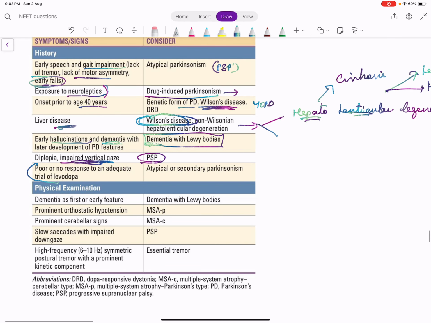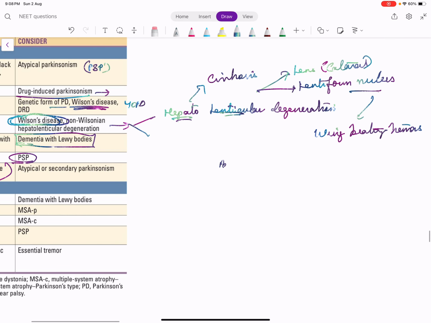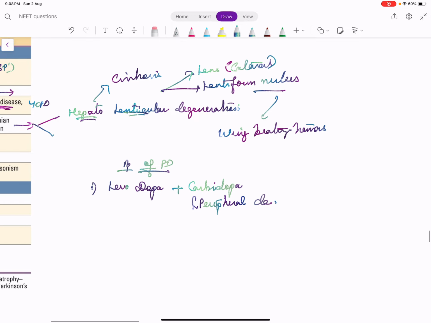And how will you think of it therapeutically? What is the treatment for Parkinson's disease? Dopamine is deficient, so we give the dopamine precursor, levodopa. Levodopa is the treatment. It is usually combined with another drug called carbidopa. Carbidopa is a peripheral decarboxylase inhibitor, that is, it prevents breakdown of levodopa in the gut. So levodopa and carbidopa are usually given together. That's why it is called Syndopa.